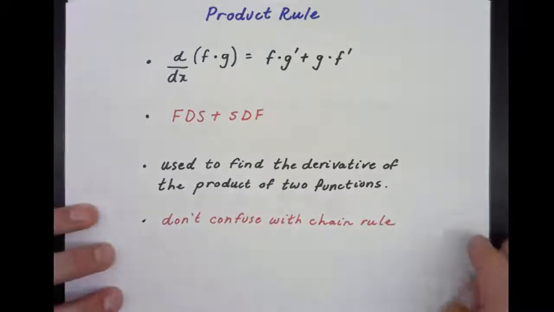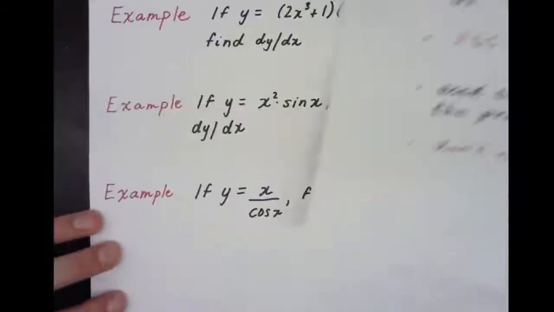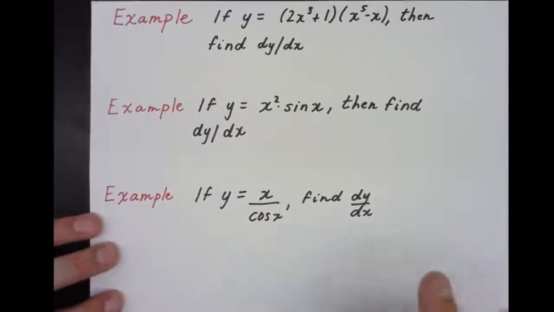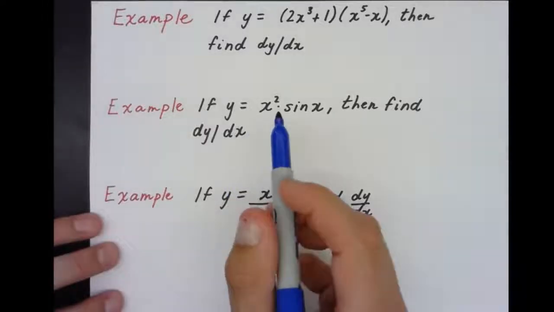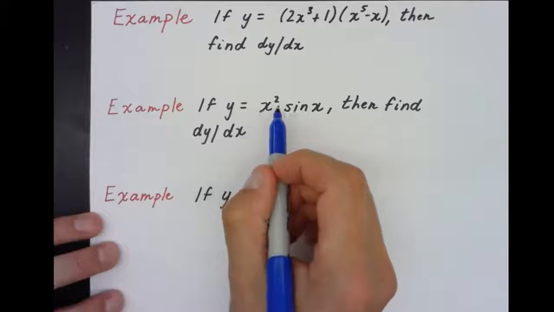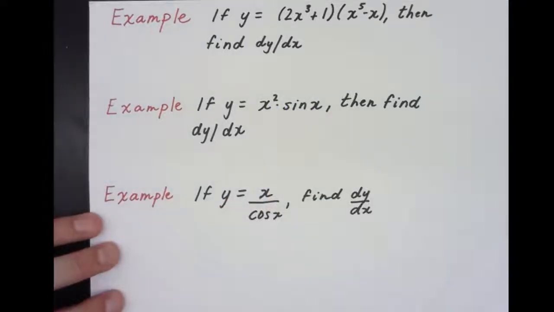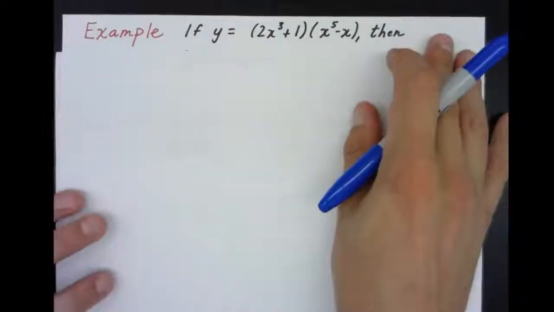Try not to confuse this with the chain rule. We'll get into that later on. Okay, so let's look at some examples. Although we have three examples, the second one I love the best, where it's two distinctly different functions. You have the x squared function times the sine function. So there's where we're looking at our two different functions, okay? So when we're going to take the derivative, let's look at these.